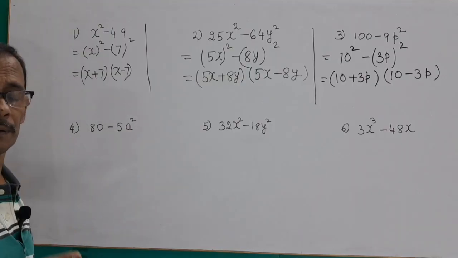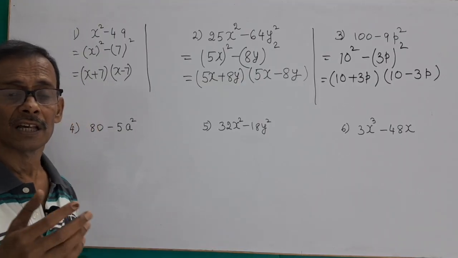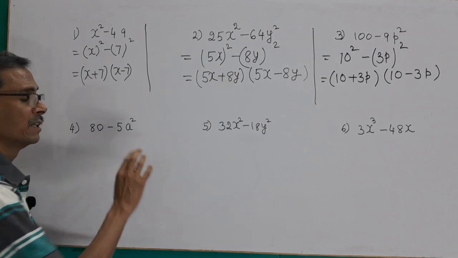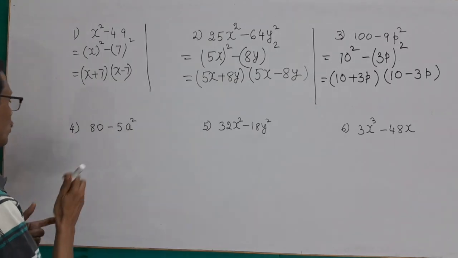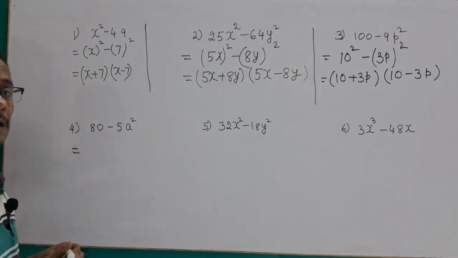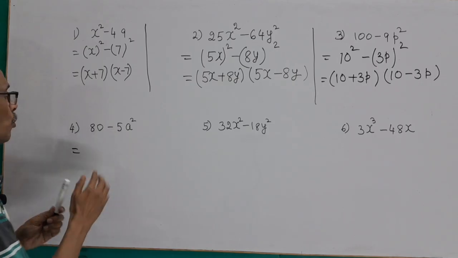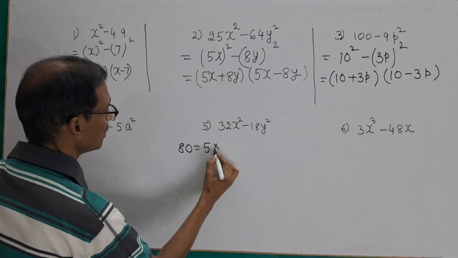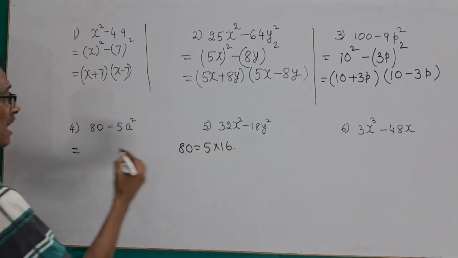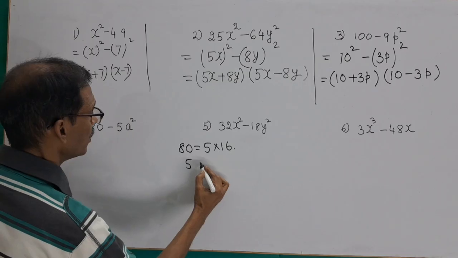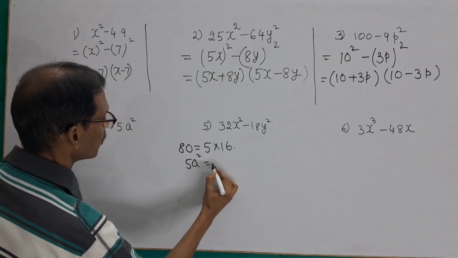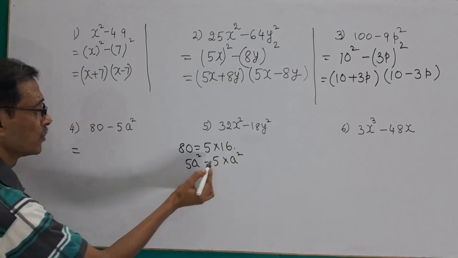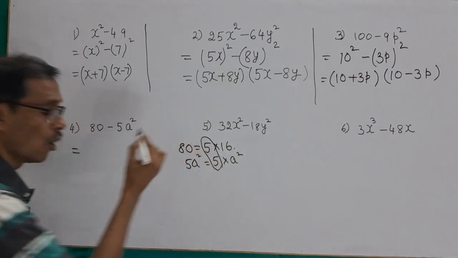Here also the same problem. 5 also cannot be written as square of anything, because 2 2s are 4 and 3 3s are 9. So 5 cannot be written in the square form. So what we will do, we are noticing that 5 is common to both. See, 80 equal to 5 into 16 and 5a square equal to 5 into a square. So in 80 and 5a square, we can see 5 as common.